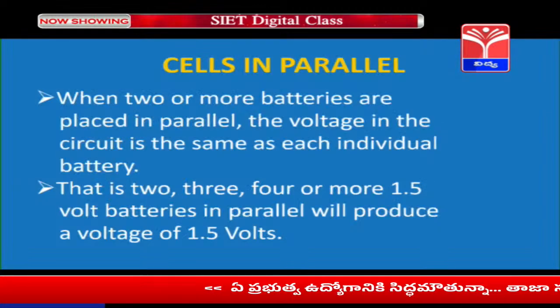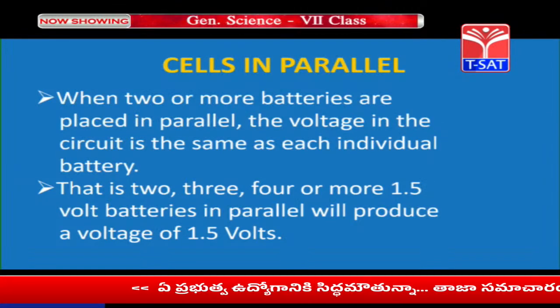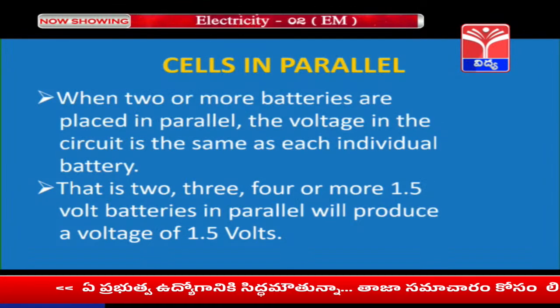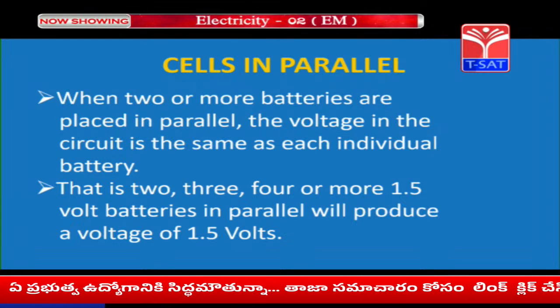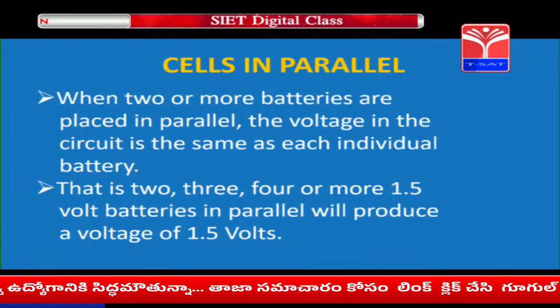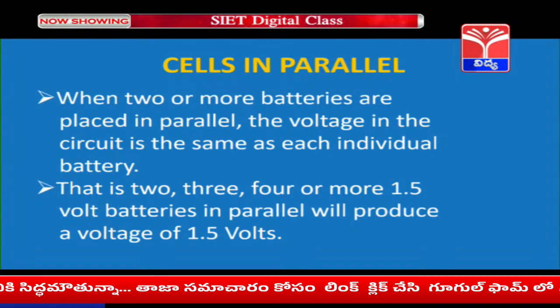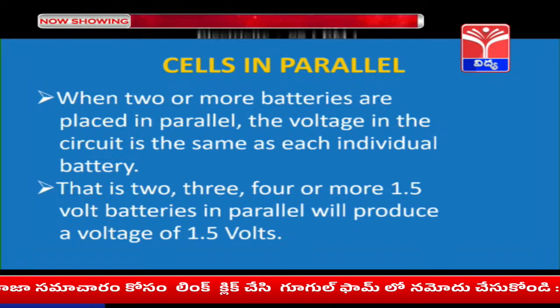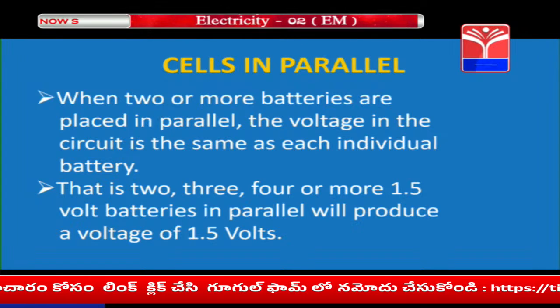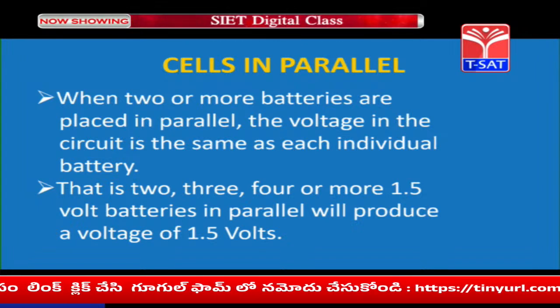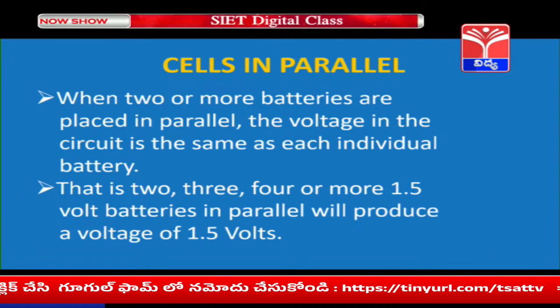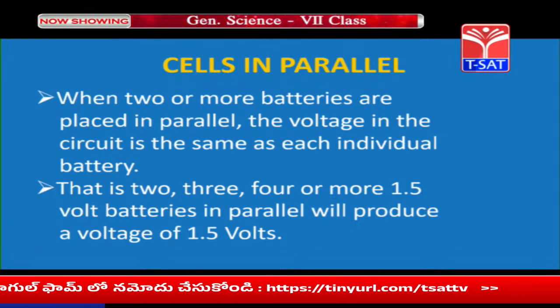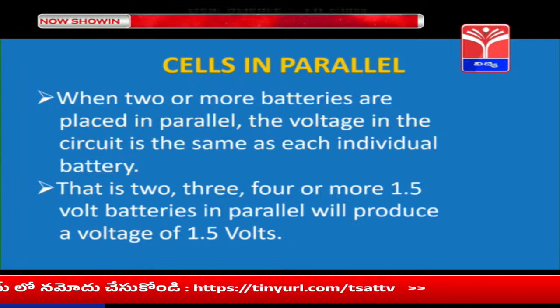When 2 or more batteries are placed in parallel, the voltage in the circuit is the same as the individual battery. Now in the last case, in series connection of the cells, we have seen that voltage is increasing by increasing the number of cells, but here if you keep any number of cells, the voltage will be the same, that will be 1.5 volts. The cells may be any number.